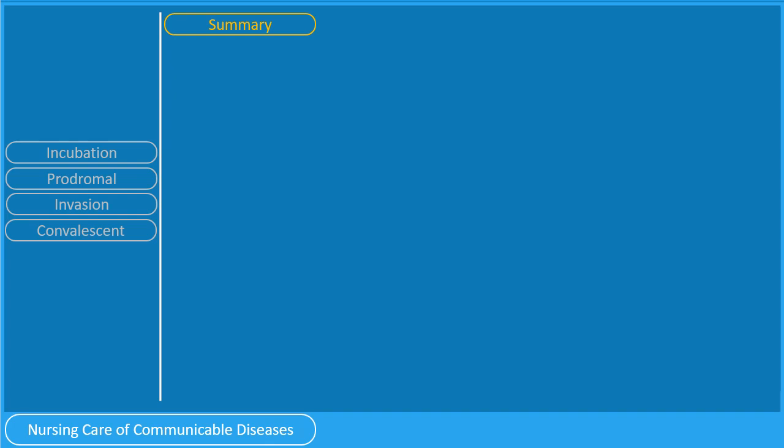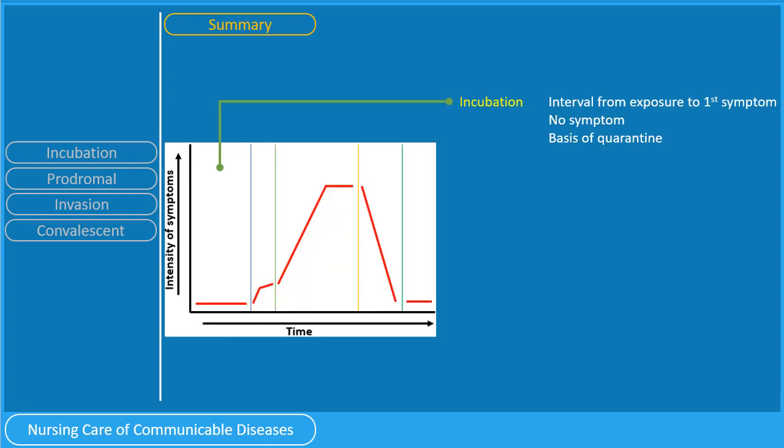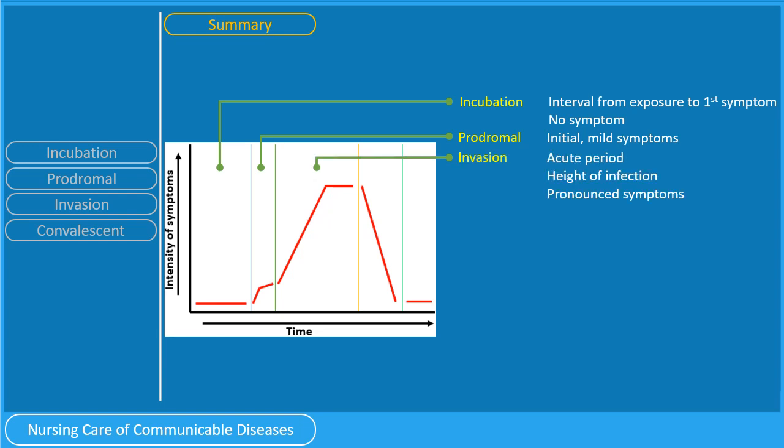So let us summarize this presentation. The course of illness is divided into 4 to 5 stages. The incubation period is the interval from exposure to first symptom. At this time, there are no symptoms yet, and the incubation period is the basis for quarantine. Initial, mild, non-specific symptoms present during the prodromal period. The period of invasion is also known as the acute period. It is at this time that the infection is at its height with pronounced symptoms.